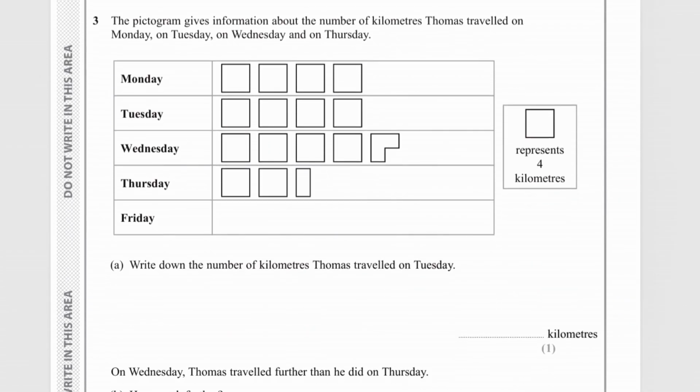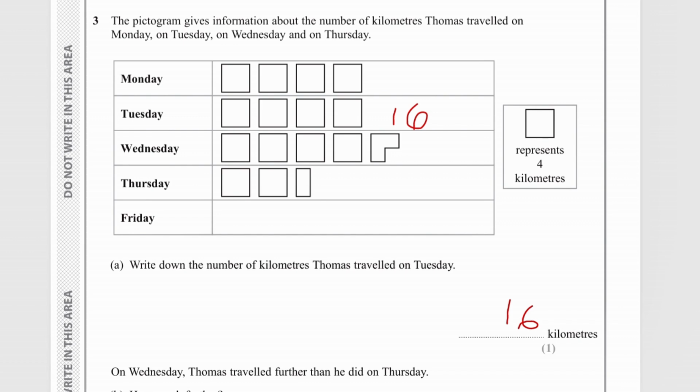All right, we go to question 3, pictogram. 1 square represents 4 kilometers. Write the number of kilometers Thomas traveled on Tuesday. So 1 square is 4. For Tuesday, you got 4 squares. So that is 4 times 4, which is 16. You can say that Thomas traveled 16 kilometers on Tuesday.